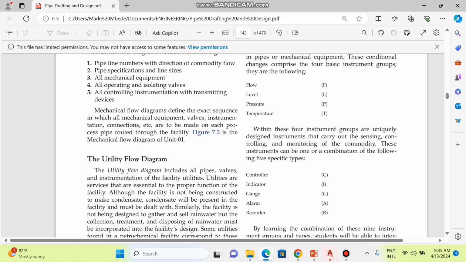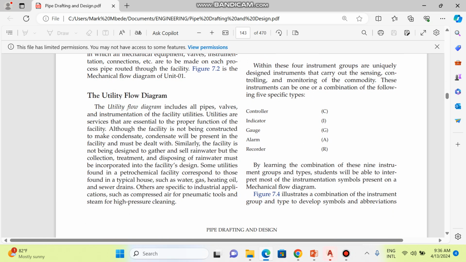So let us talk about the flow recorder now. This actually records the flow, like at 6 p.m. the fluid was flowing at this certain rate. It records those data. In these basic instruments, we use these five specific combinations either to control, to monitor, and to sense, and to record our data in a process facility.